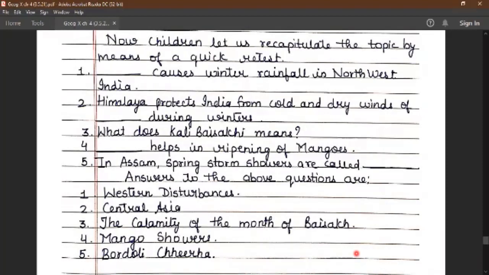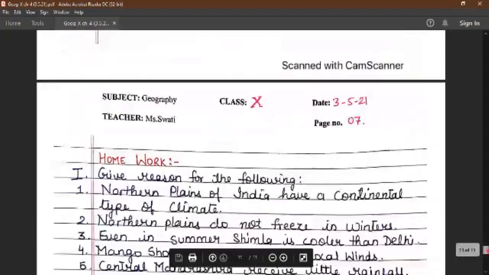I hope you all have understood the topic very well. So you all are required to read the chapter at least twice and complete the following questions as your homework.